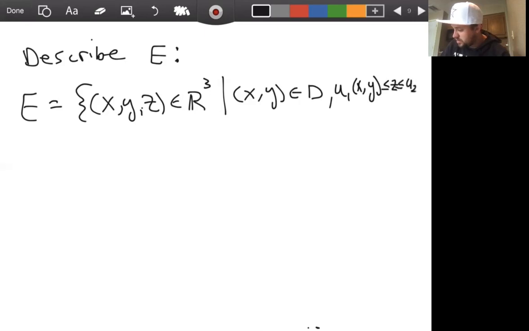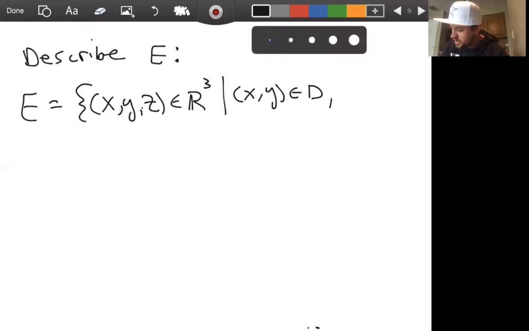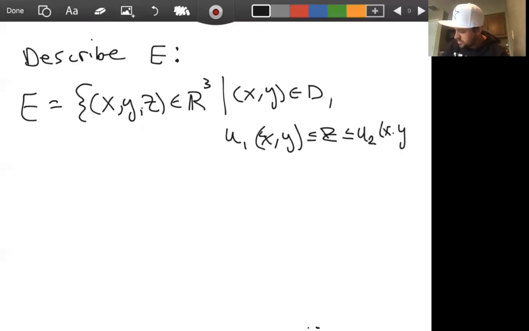I'm kind of running out of room here. I apologize for that. So that's here. We have that x and y are in D, and then we have that z is bounded between u1 of xy and u2 of xy, right?